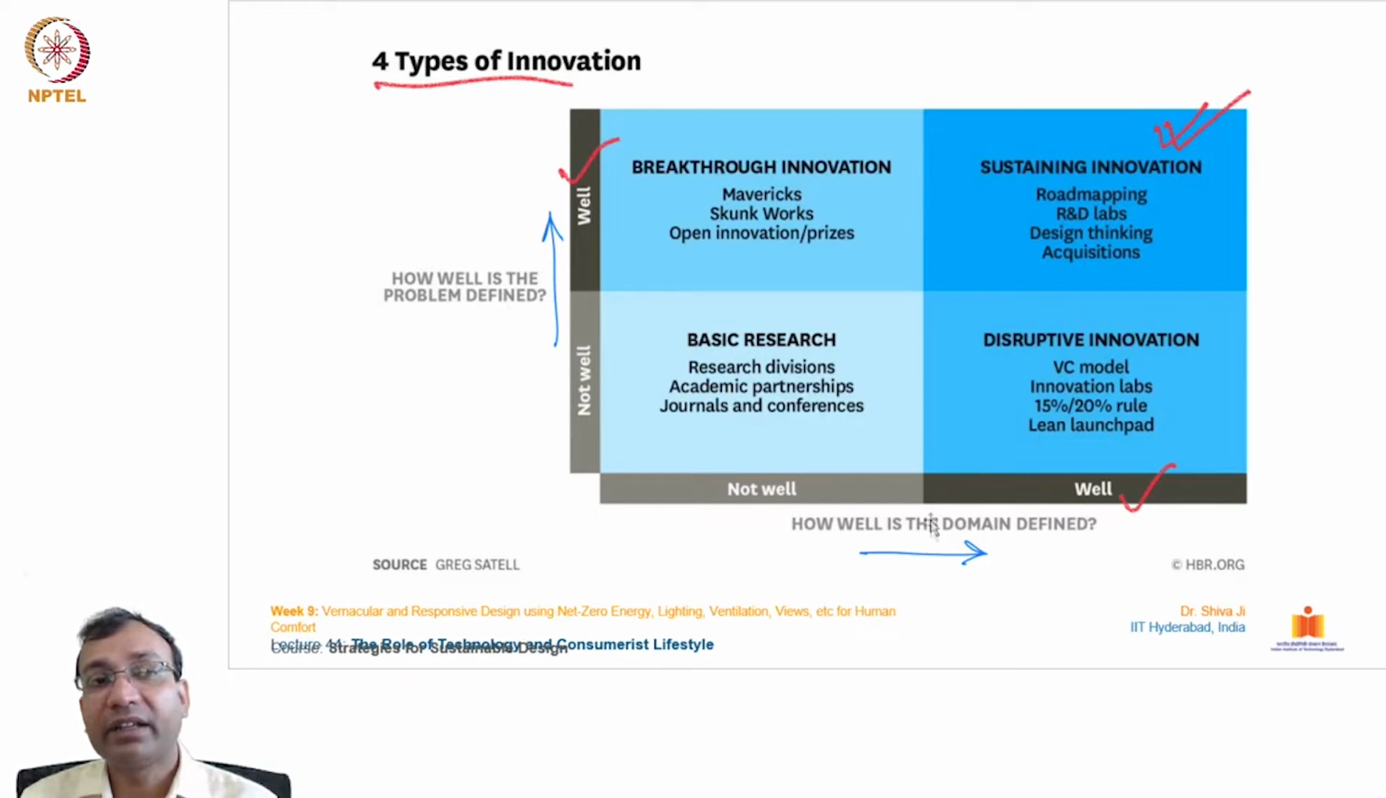If the problem is well defined and the domain is not clearly defined, you can go for breakthrough innovation, like maverick ideas, open innovations, prizes, and competitions, which fall under this quarter. And next, if the domain is well defined but the problem is not well defined, you end up with disruptive innovations. This is where disruptive technologies, disruptive business models, products, or service solutions come under this quarter.